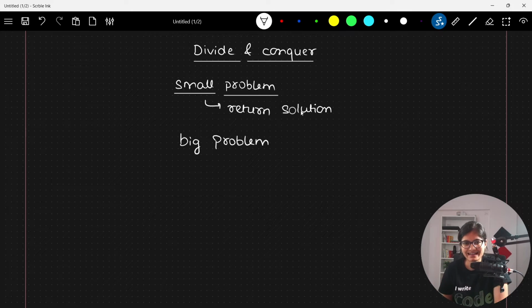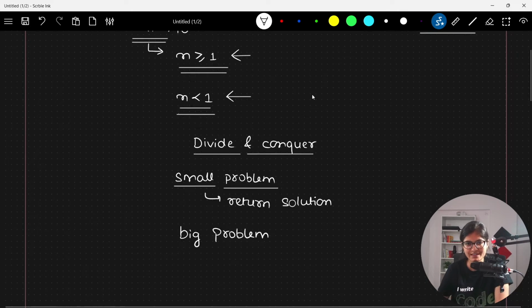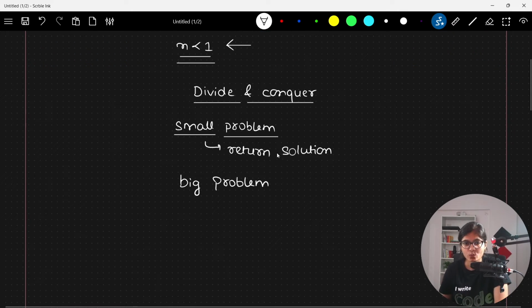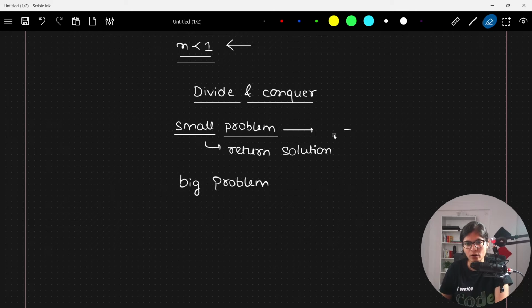Specific to the use case we are considering today, when the value of N is equal to 1, I can say the problem is small. Why? Because when the value of N is equal to 1, the power of the element will be that number itself. So at that point I can simply return the value A.